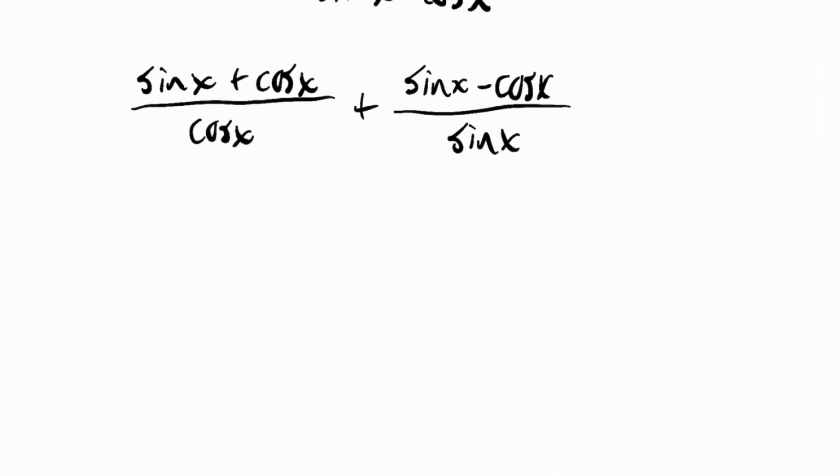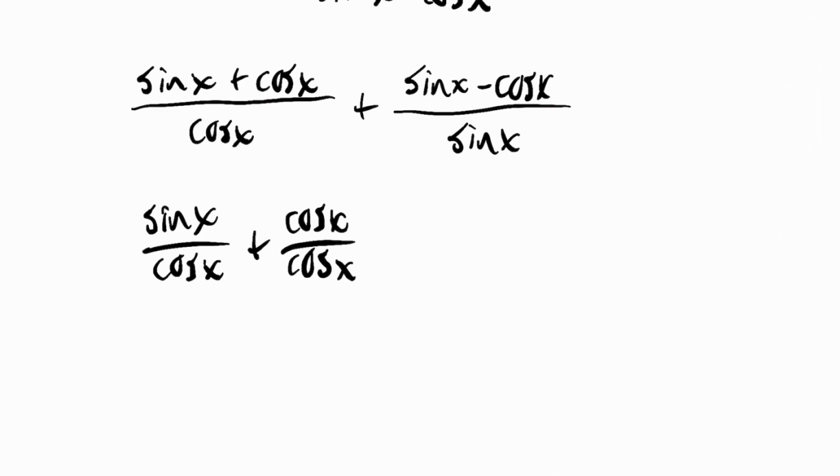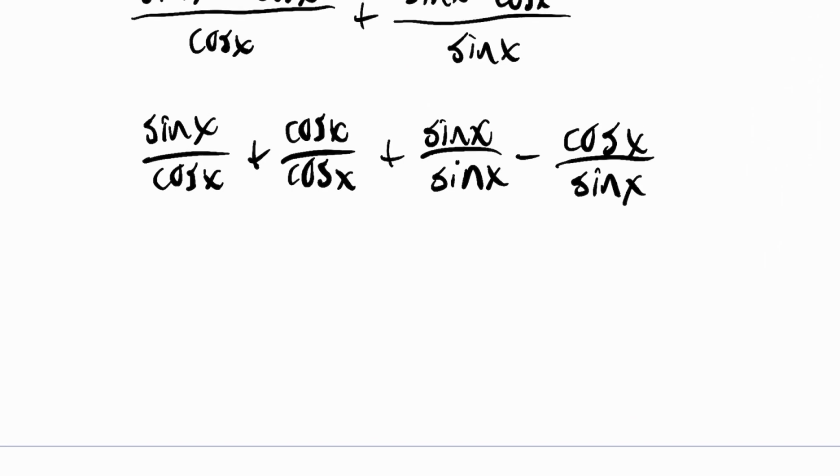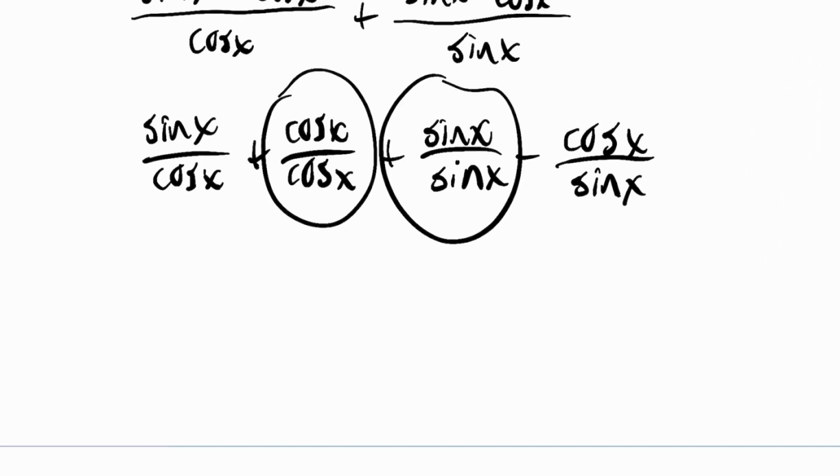Okay, so this will be sine x over cosine x plus cosine x over cosine x plus sine x over sine x. And you might see the benefit of doing this already. Minus cosine x over sine x. Yeah, so those are both just equal to 1.